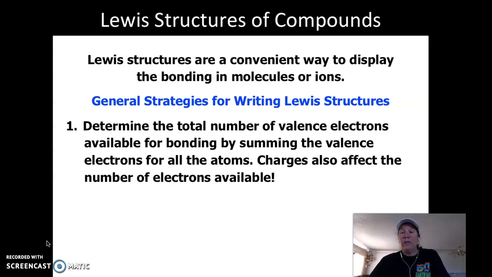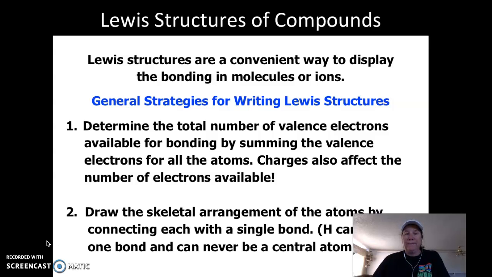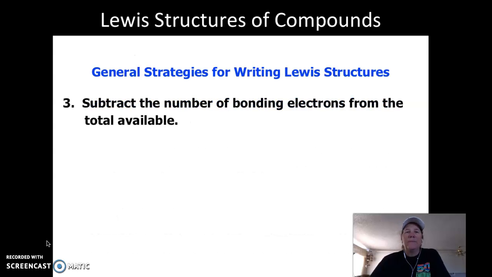Now, if you're doing a metal and a nonmetal, you don't write Lewis structures because they don't form molecules, they form ions. So this is only going to be when you have nonmetals, okay? All right, so you draw a skeleton arrangement of the atoms, connecting them with single bonds to see if you can get them to have 8. I'm going to show you how to do this, and when I'm done I'll do the little model with my hands. So you subtract the number of bonding electrons from the total available, and again, I'll show you how to do this too.